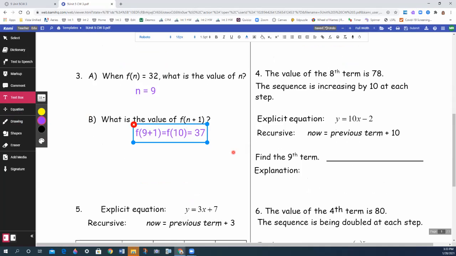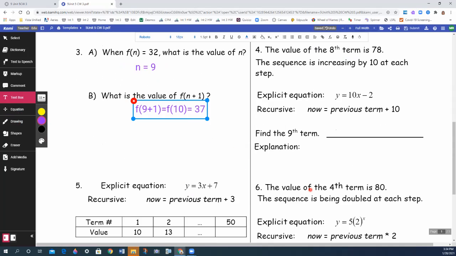Okay. Now on number 4, 5, and 6, this is slightly different. What these are asking us is they're going to give us a particular term and give me the n, saying, hey, it's the 8th term, that's your n. And they're going to give me the f of n, what the actual sequence value is. And they're going to tell me what we're doing: adding, subtracting, multiplying, dividing. And we need to decide whether explicit equation would be the easiest to find the term they want, or recursive.